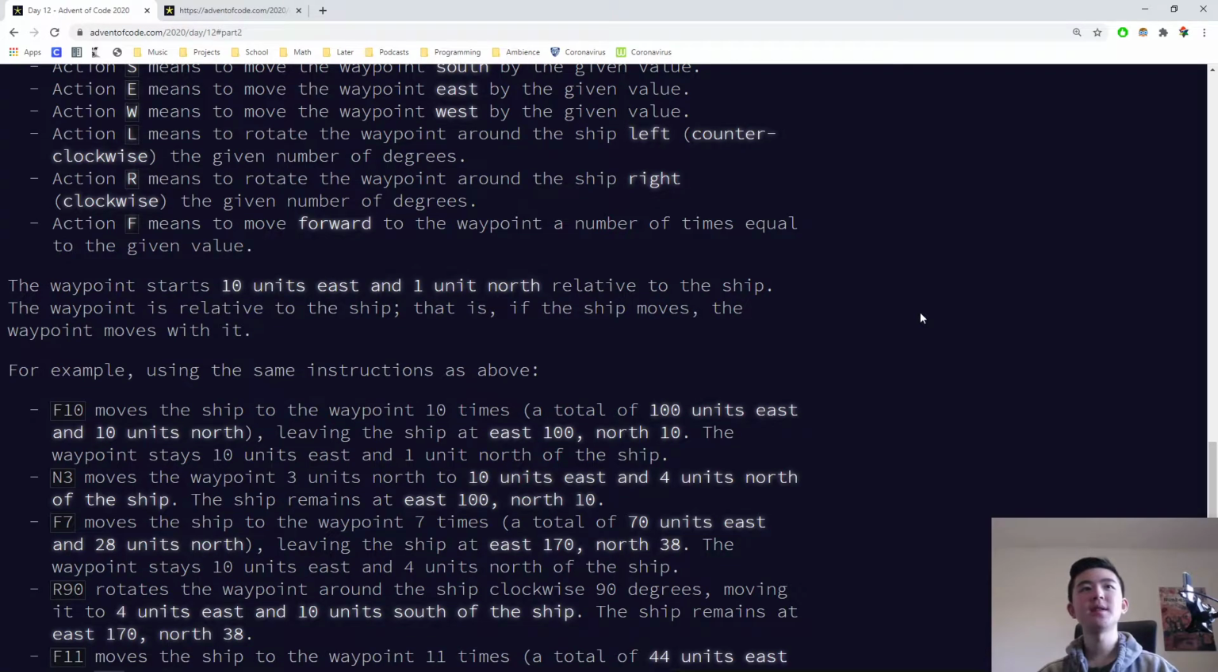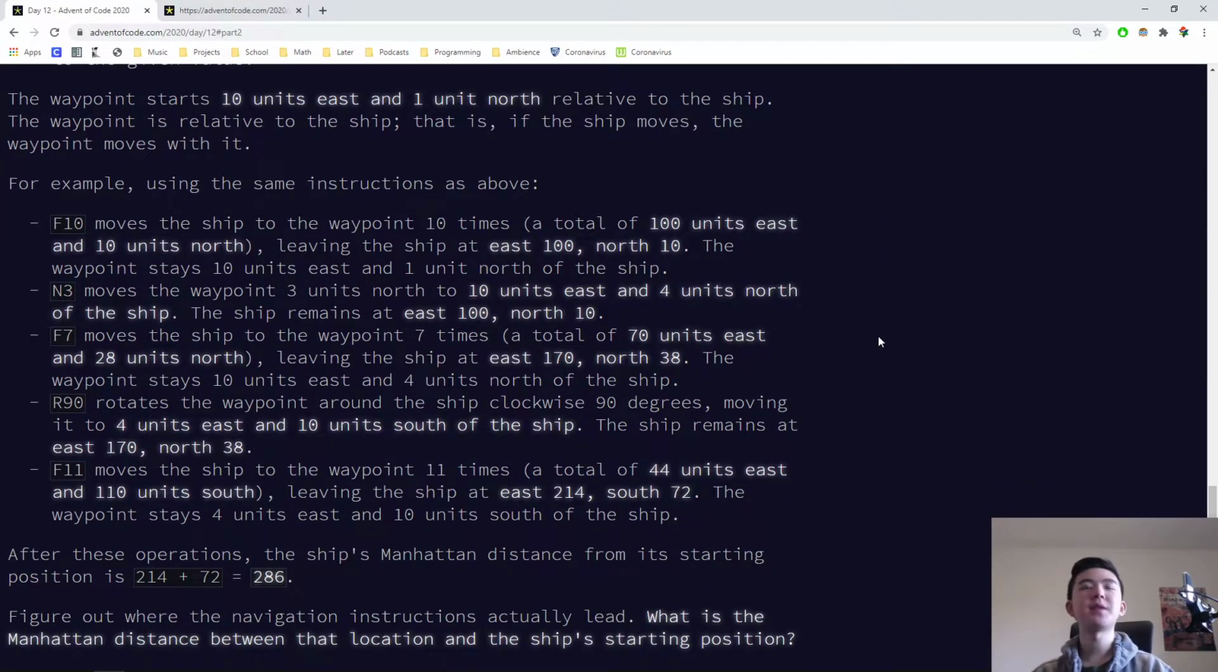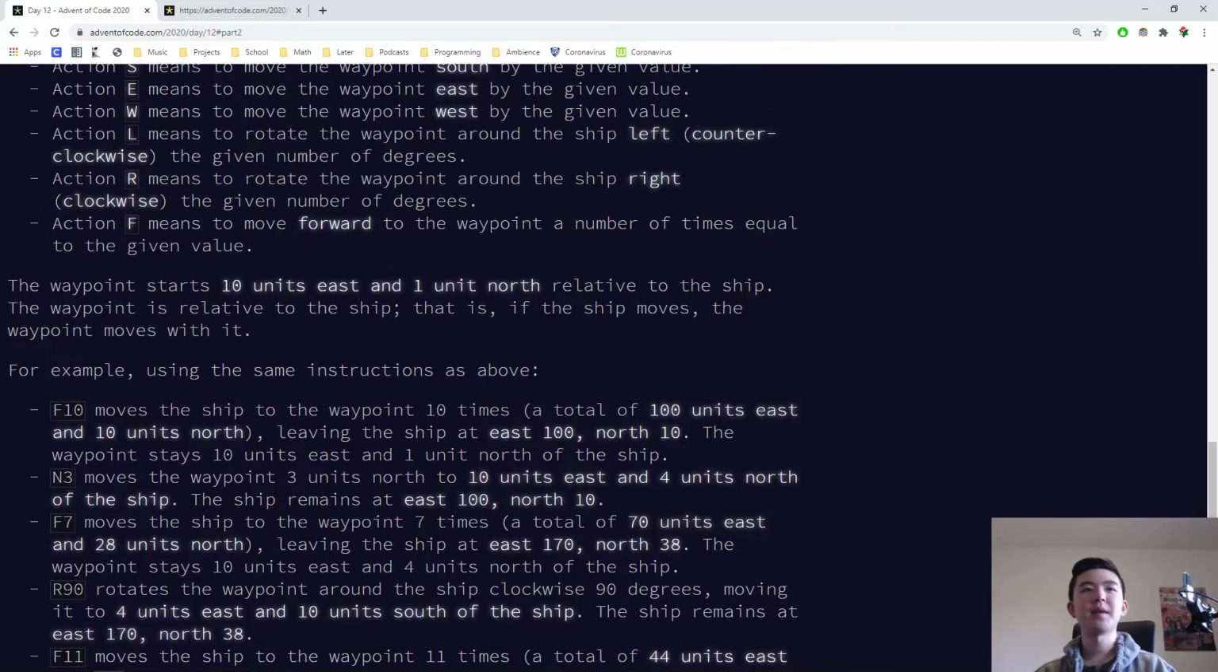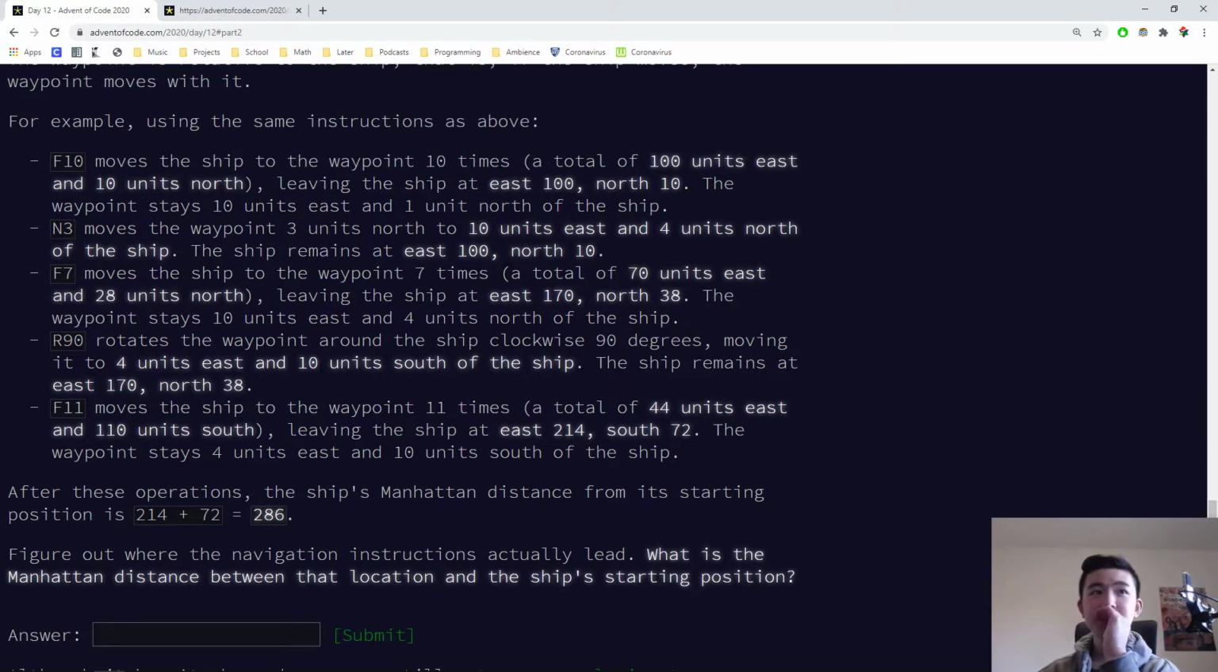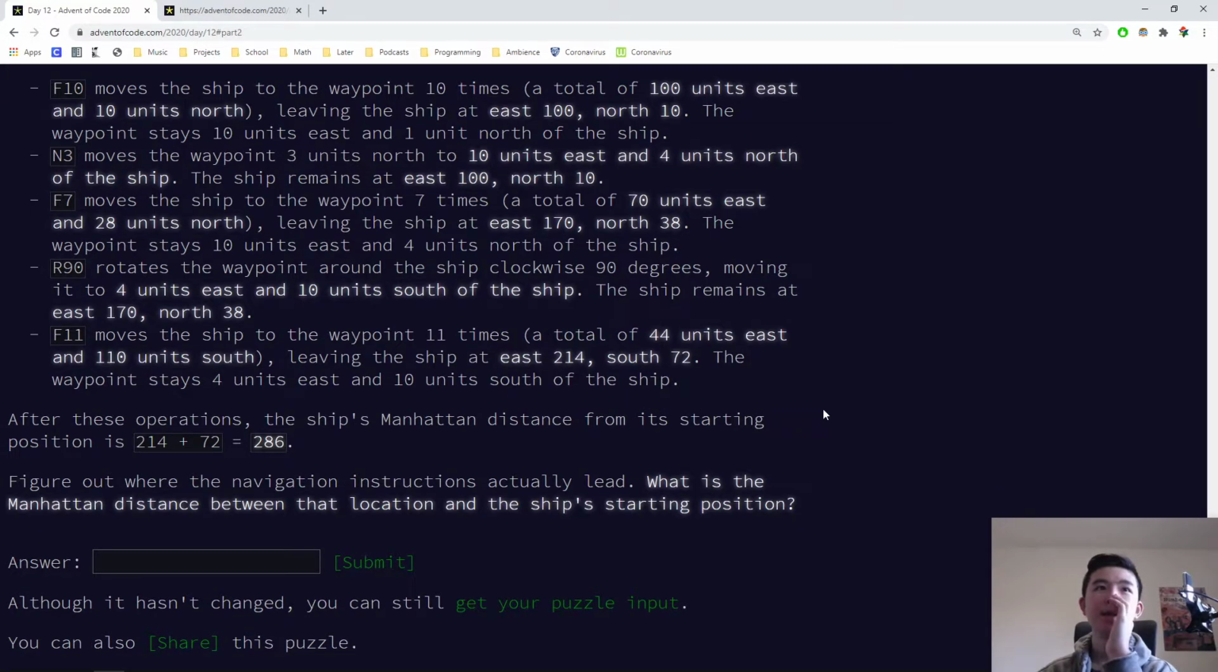The waypoint starts 10 units east and 1 unit north relative to the ship. The waypoint is relative to the ship, that is, if the ship moves, the waypoint moves with it. For example, using the same instructions as above, F10 moves the ship. So it gives the examples. After these operations, the ship's Manhattan distance from its starting position is 286. Figure out where the navigation instructions actually lead. What is the Manhattan distance between that location and the ship's starting position?